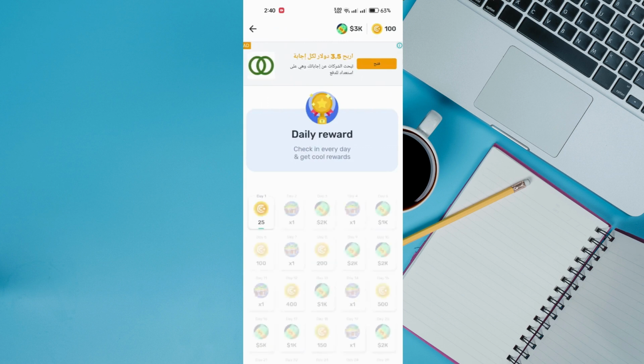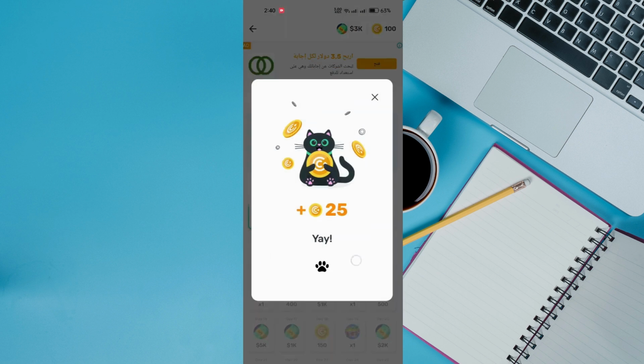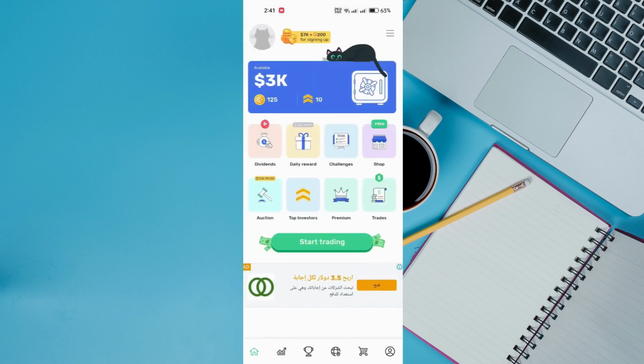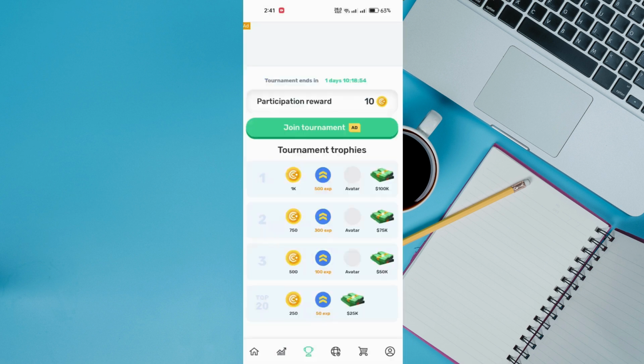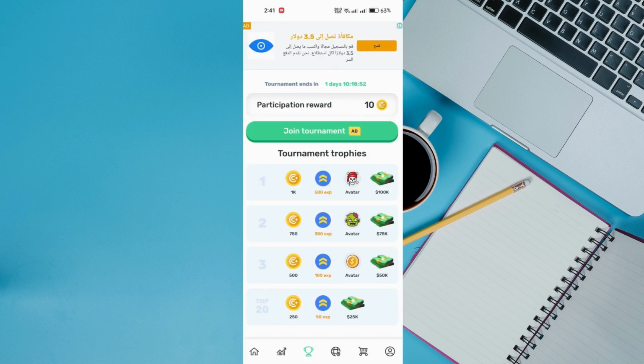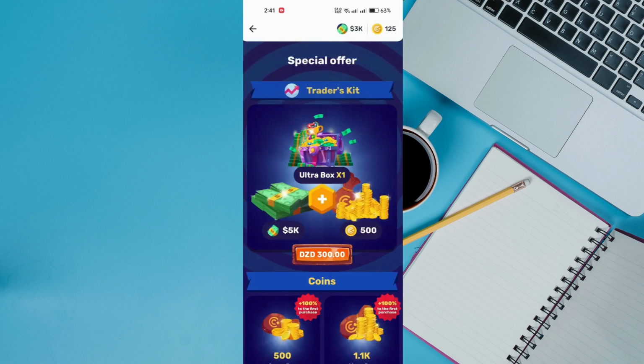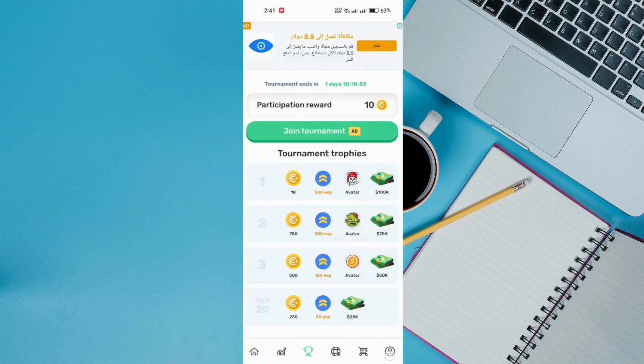In this tutorial, I am going to show you how to withdraw money from Cryptomania app. Before we proceed to withdrawal process, let me clarify a few important points about Cryptomania app. Some users have questioned its legitimacy due to difficulties in withdrawing funds. So here's the ultimate truth.